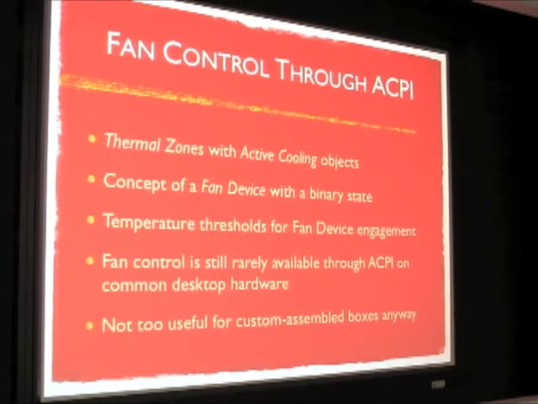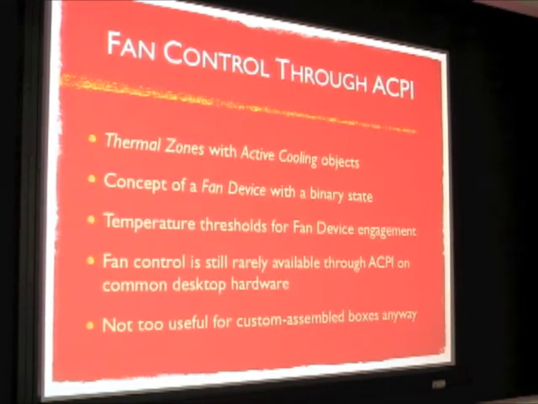Another alternative for fan control that is often cited is fan control through ACPI. ACPI has a notion of thermal zones with active cooling objects, and it also has a concept of a fan device with a binary state. A fan device can be on or off, and a fan device doesn't have to be an actual fan. It can be a setting on a certain fan. For example, one of the fan devices can be a setting of 50% on the fan. If it's on, then it's running at 50%, and if it's off, it's running in a different state.